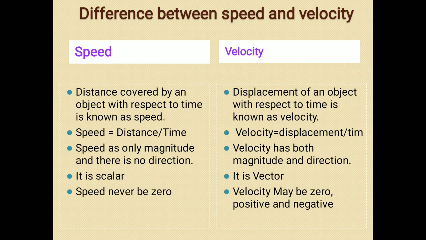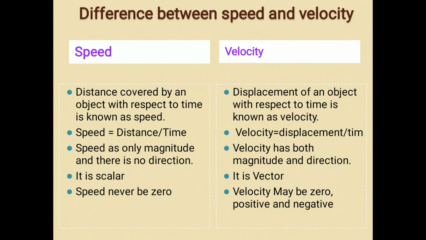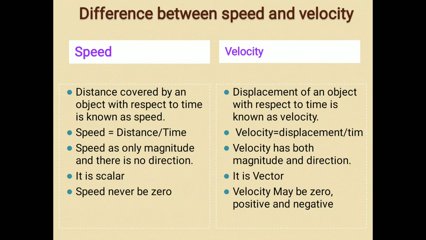Next is the difference between speed and velocity. So what is the meaning of speed and velocity? See, practically speed and velocity are the same. Only thing is, speed has no direction, but velocity has direction. Is it clear? So now we'll go one by one.